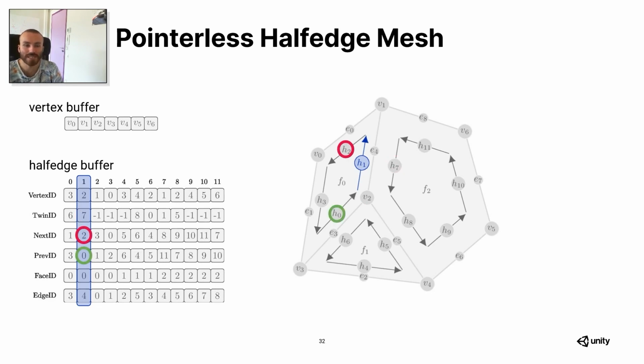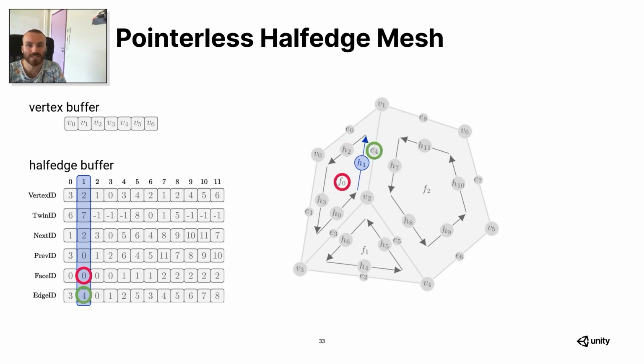Next we have the next and previous operators. These operators tell us which halfedges precede and follow a given halfedge. They are what allows us to loop around the vertices of a face in the mesh. In the case of Halfedge 1, next and previous are Halfedge 2 and 0 respectively, so we store these values in the buffer.